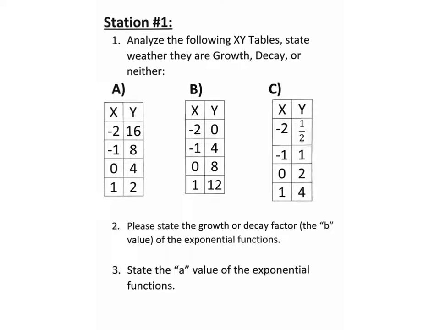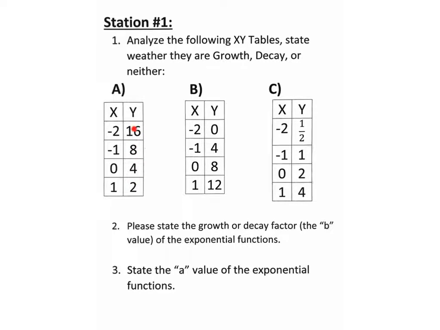So number one, station one says, analyze the following XY tables, state whether they're growth or decay or neither. Now we're talking about exponential growth or exponential decay. So in order to do that, you need to look at your inputs and make sure that they're in consecutive integer order, and they are in order, -2, -1, 0, 1. And then we have the output right here of 16 and then 16, then 8, then 4, then 2.